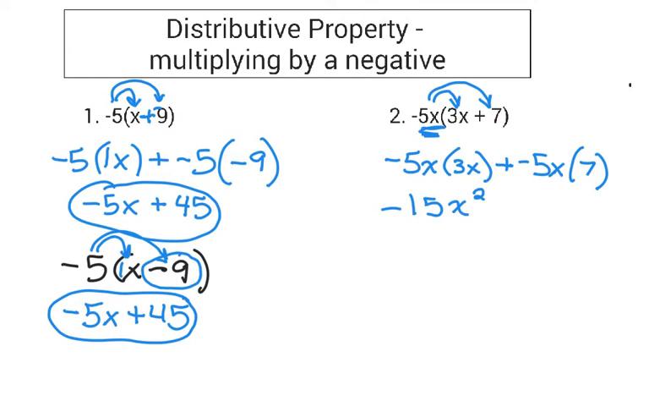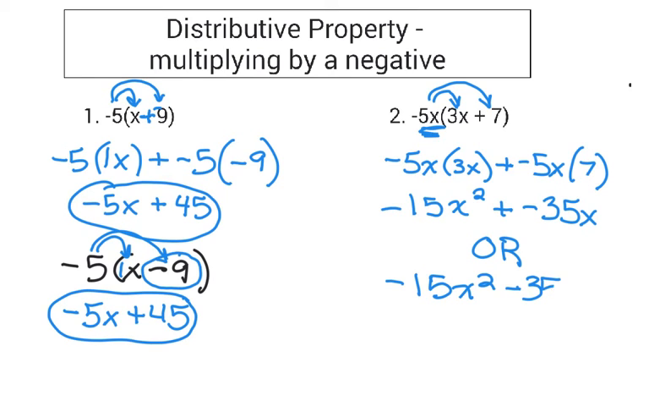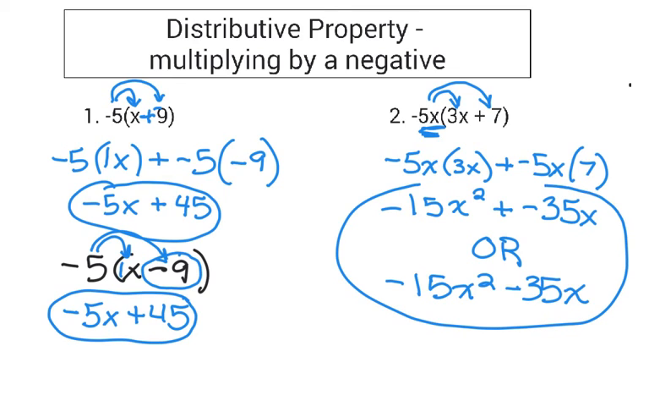-15x squared. I multiplied the integers, then I multiplied the x's, but they are all one term. Plus -5x times 7 is -35x. This could be the final answer, or we could write it again without that positive, because it means the same thing. Both of these are acceptable answers.